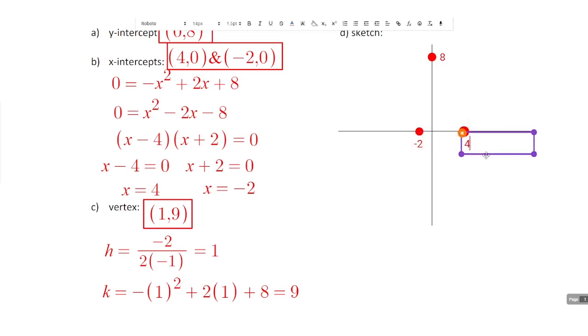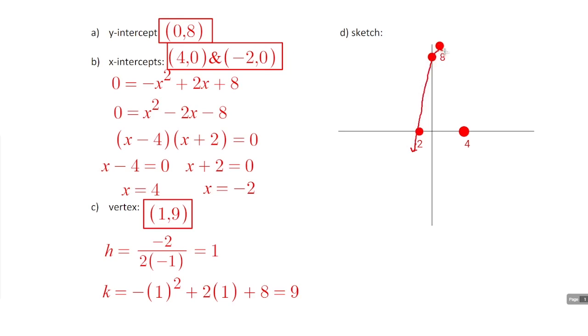My vertex is at (1, 9), so that's going to be over 1, up 9. It's going to be just over where I have this 8 here. So I'll put it right about here. And you can kind of see what's going to happen with the parabola. Once you have those 4 points plotted, you should be pretty much good to go for the sketch. All right, there's number 2.